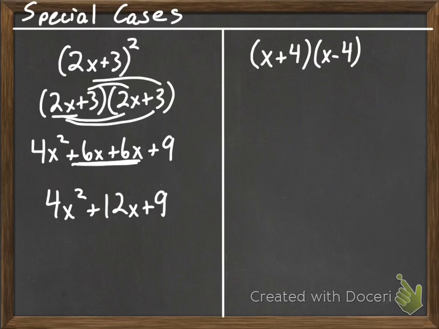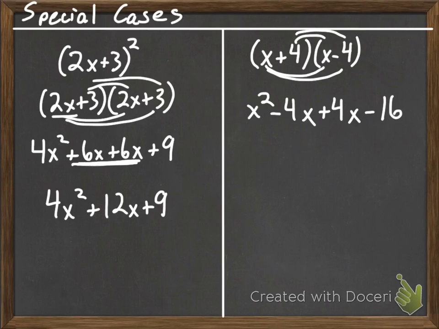The one on the right is a special case because we see that our first term in each parentheses is the same thing. It's an x here. Our second term is the opposite of each other. One's a plus 4, the other one is a minus 4. So let's see what happens whenever we have that. So we take x times negative 4, so we get x squared minus 4x. Then we do 4 times x, 4 times negative 4, and we get a plus 4x minus 16.